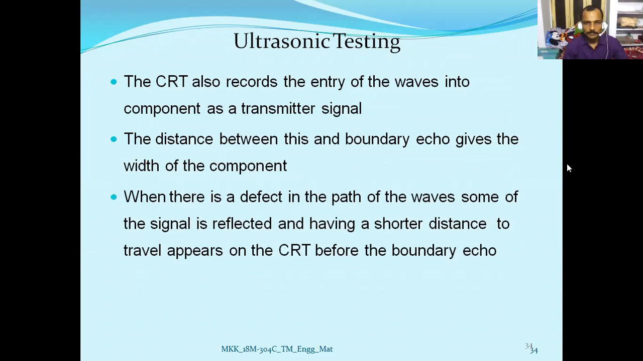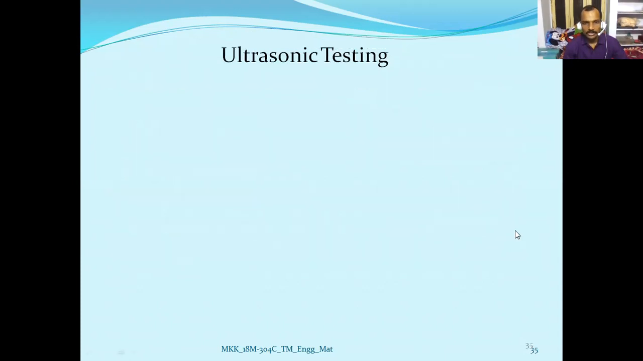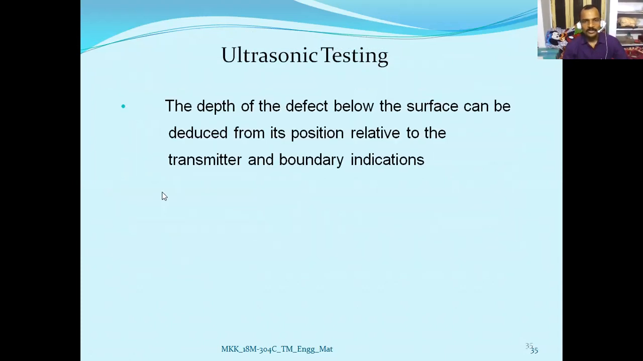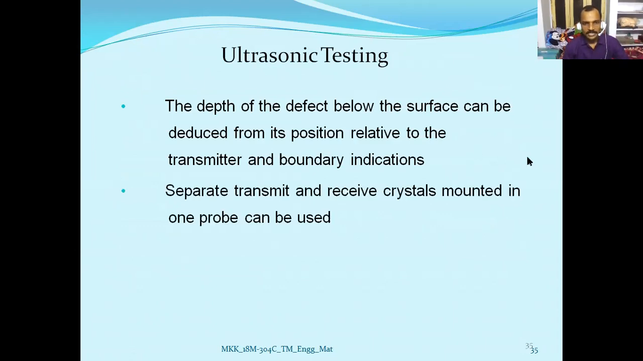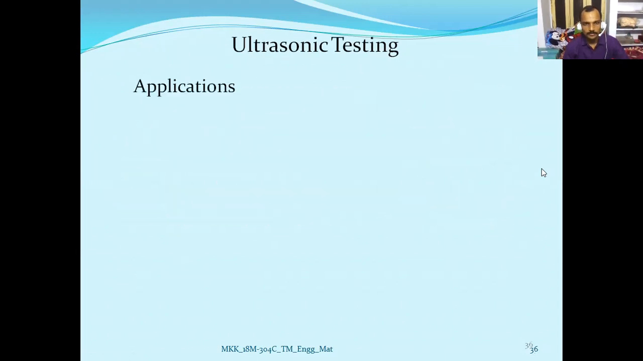When there is a defect in the path of the wave, some of the signal is reflected, having a shorter distance to travel, which appears on the CRT before the boundary echo. So the depth of the defect below the surface can be checked from its position relative to the transmitter and boundary indications. Separate transmit and receive crystals mounted on one probe can also be used.